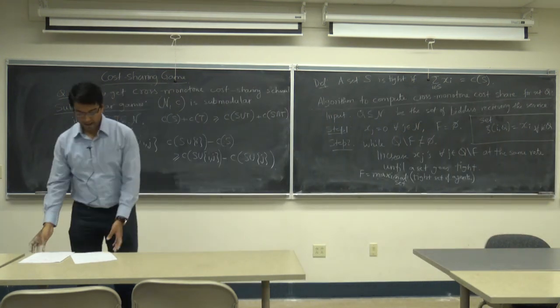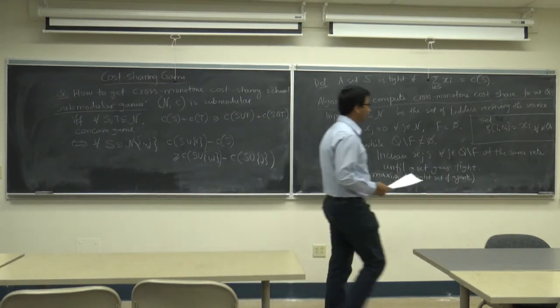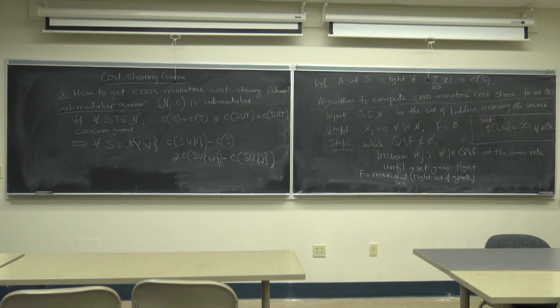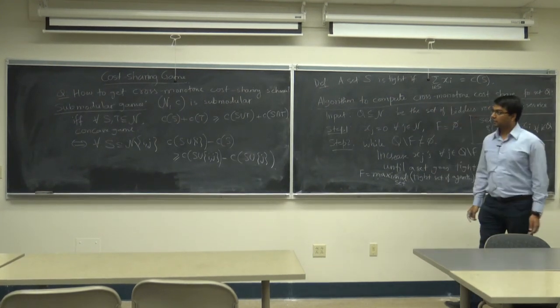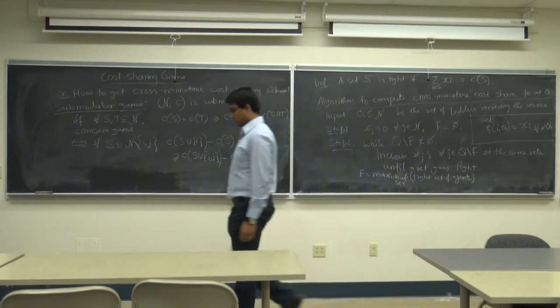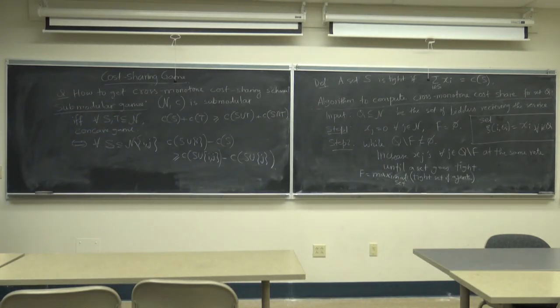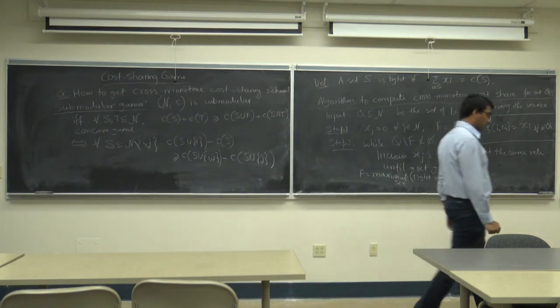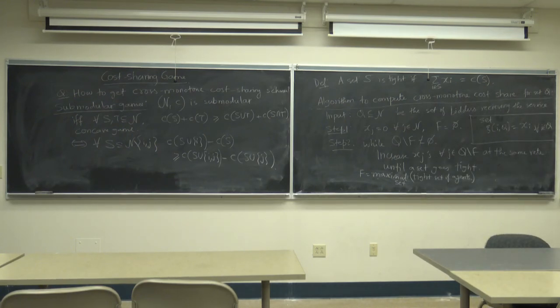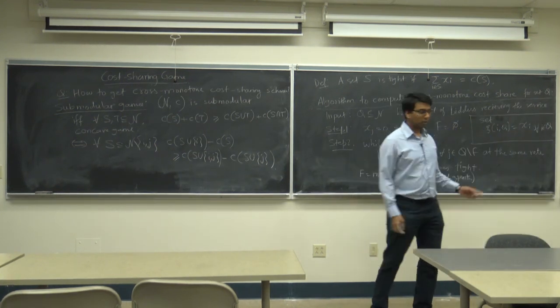So that's all I have for today. Wanted to give you a flavor of how mechanism design looks like when you have an underlying cooperative game in that setting. So cross monotone cost sharing scheme seems to have a fairly nice set of properties. And it's not very different for us to imagine what a cross monotone cost sharing is. If there are more customers to serve, the cost to individual customers are going to go down. I mean, that's what cross monotone scheme suggests. So that's all for today.